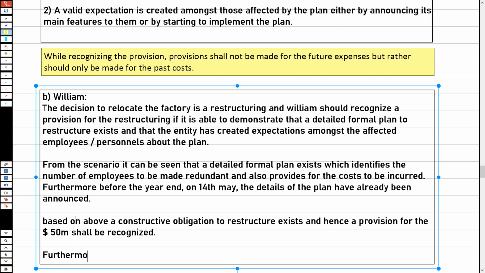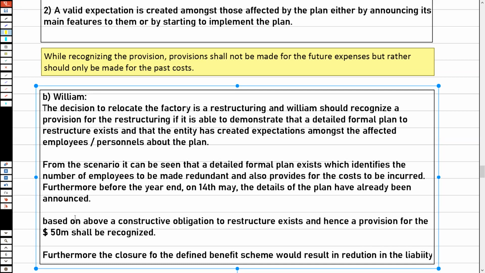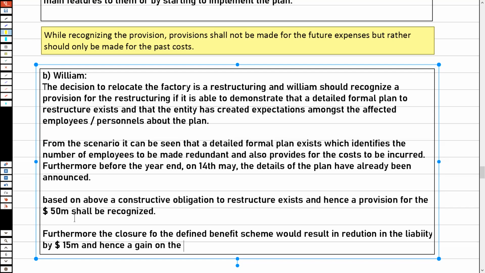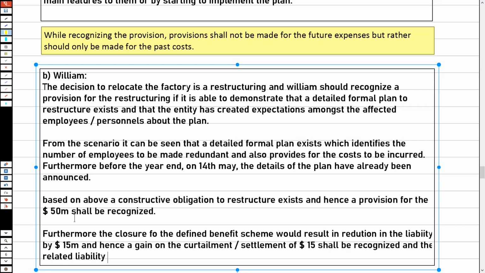Furthermore, the closure of the defined benefit scheme would result in a reduction in the liability by $15 million, and hence a gain on the curtailment/settlement of $15 million shall be recognized, and the related liability derecognized for the post employment benefit.